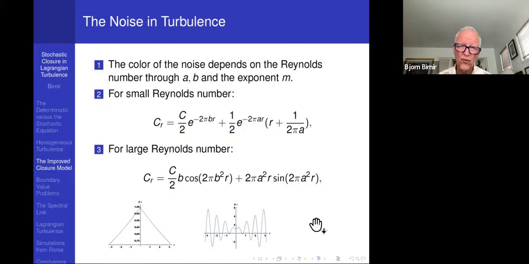So what the noise is doing is that it's trying its best to be white. It can't quite be white because that would give you a distribution, but it's oscillatory, and the oscillations are getting as close to white noise as they possibly can. So you get something which is localized for low Reynolds number and highly non-local for large Reynolds number. And that's what one would expect.